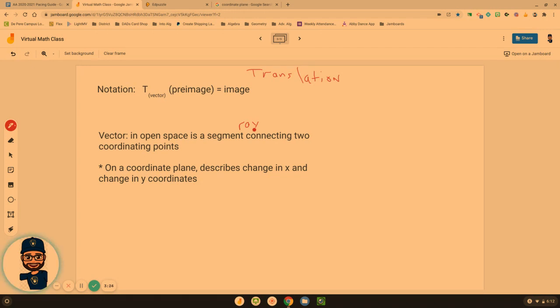If we are on a coordinate plane, on a graph, it's going to describe to us the change in x and the change in y coordinates. It's going to tell us which way and how much to move everything.